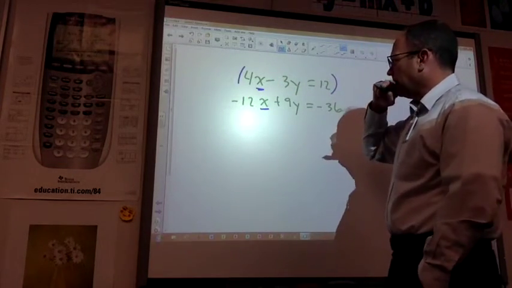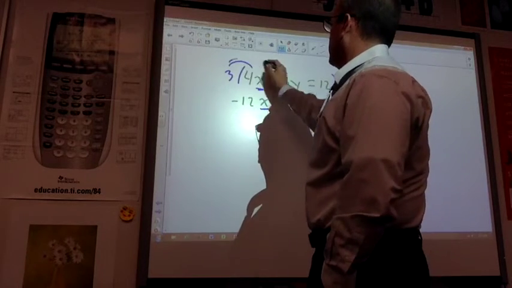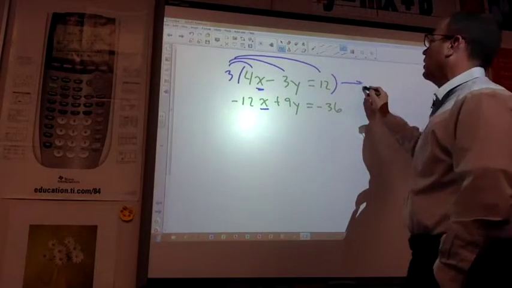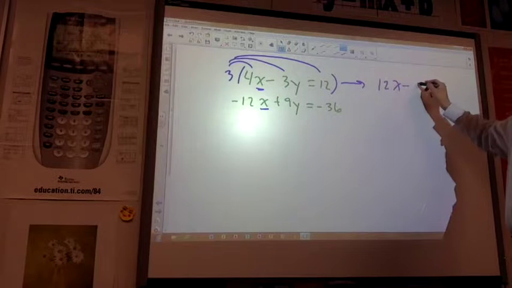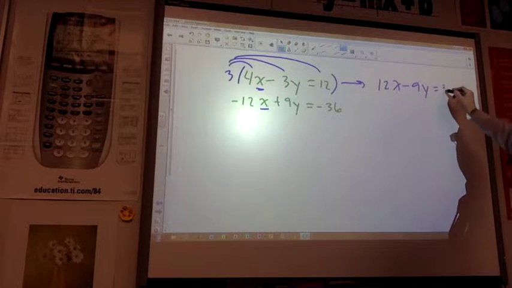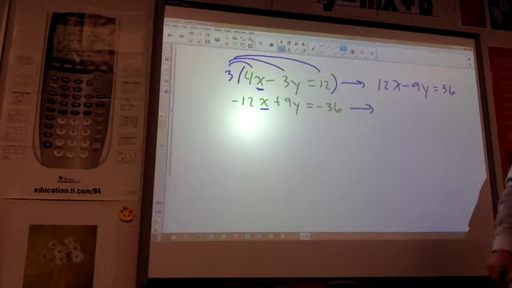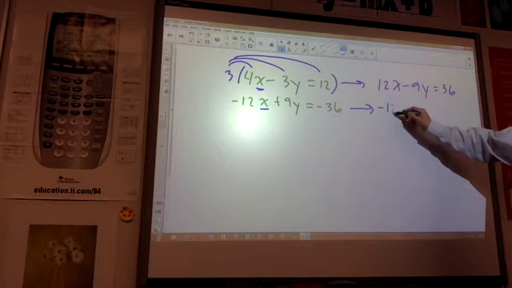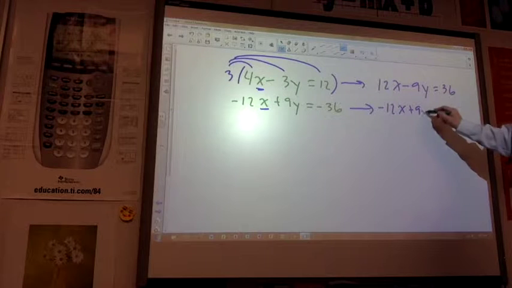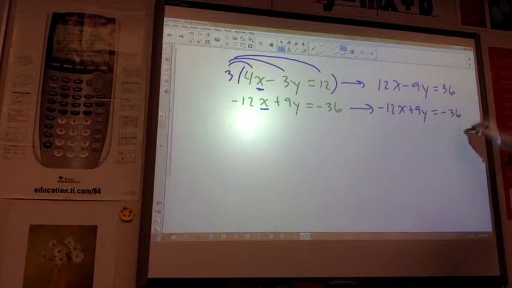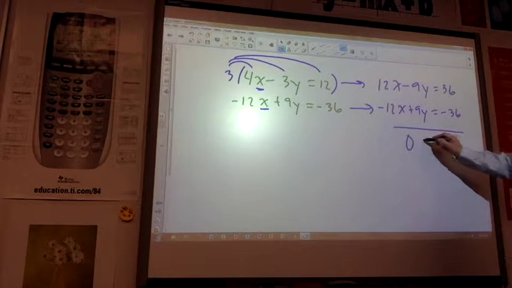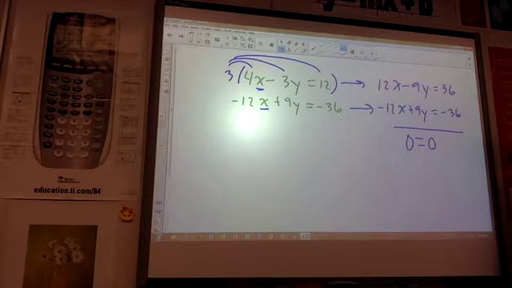So multiply by 3, so I'll distribute that here, here, and here. It's coming all the way over. So that's 12x minus 9y equals 36. Is that okay? This one doesn't get changed at all, does it? Nope. And look what happened here. Everything cancels out. 0 is equal to 0. Is that true or false?